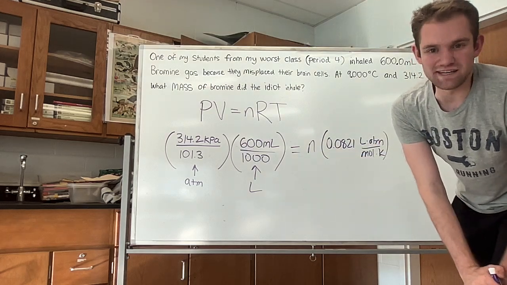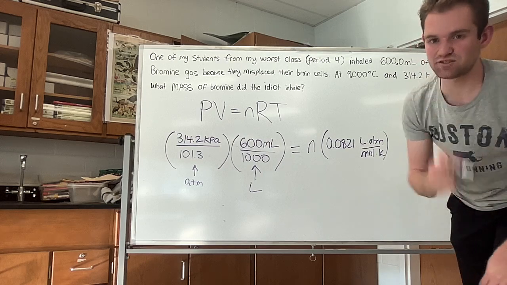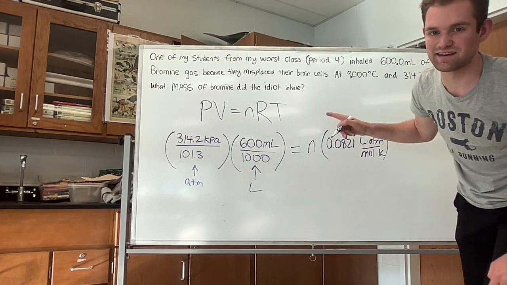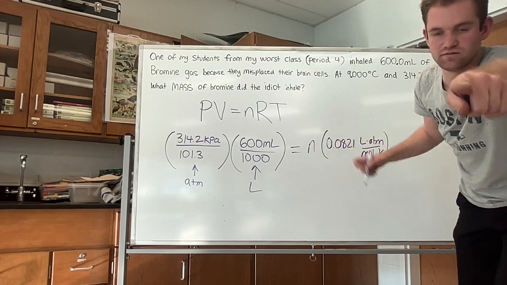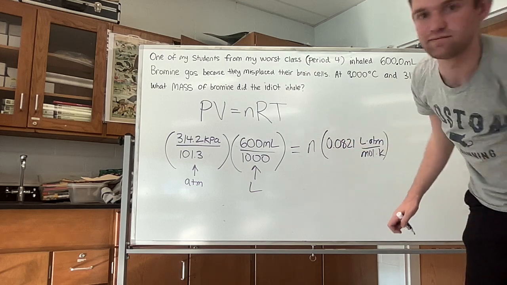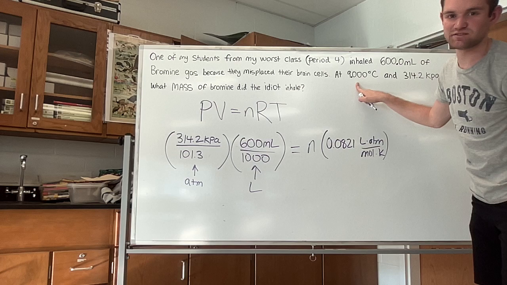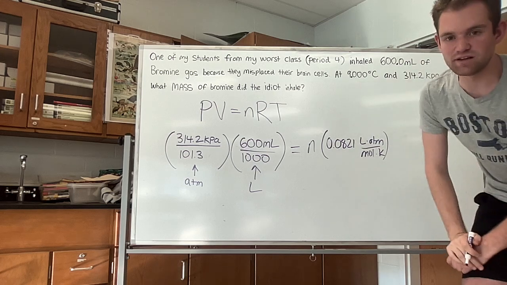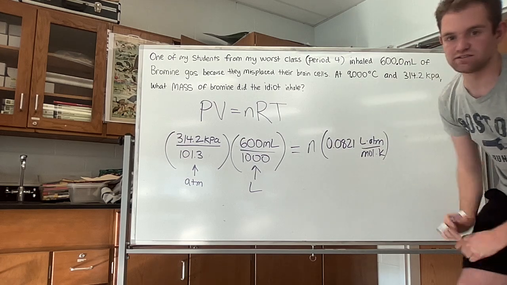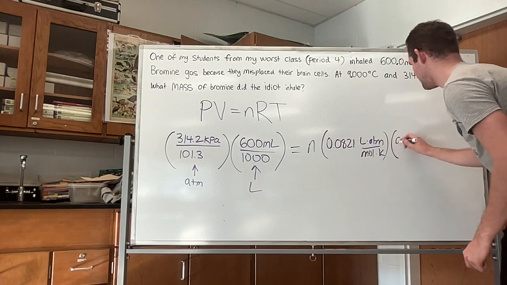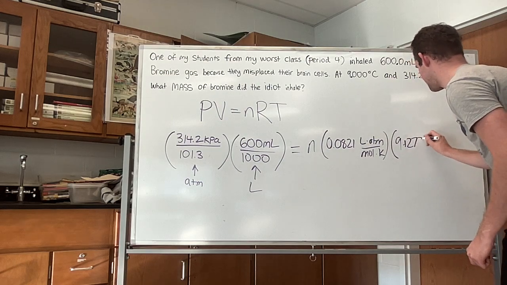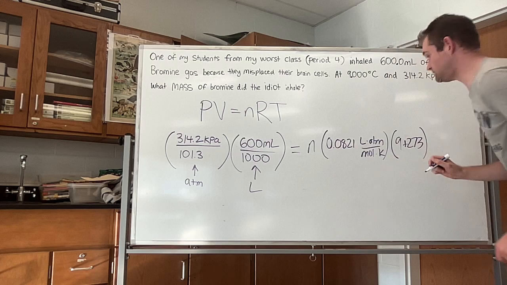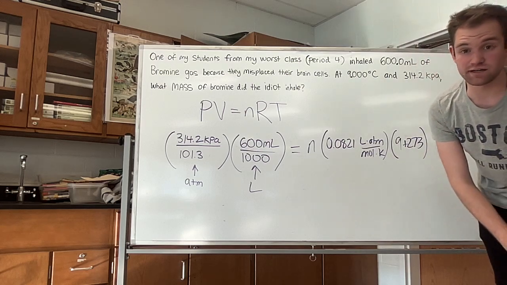Now there's one more thing we need. We need temperature. But temperature's in Celsius in this problem, not Kelvin. Uh-oh. Don't forget to convert. Do it. Convert it. All right. 9.000 degrees Celsius plus 273 should give you Kelvin. So here we go. 9 plus 273. Perfect.